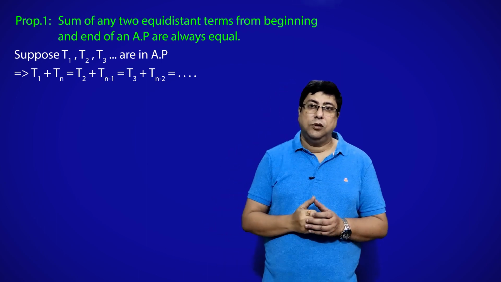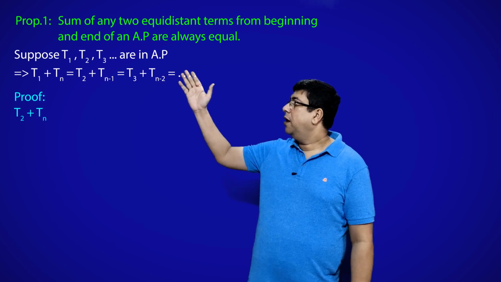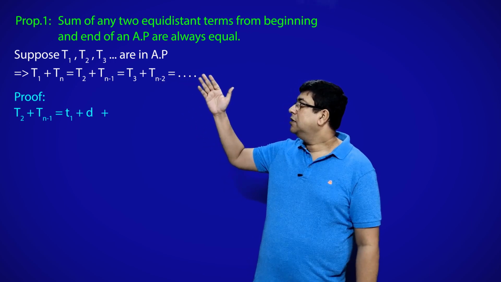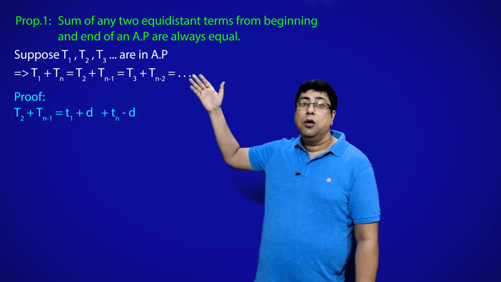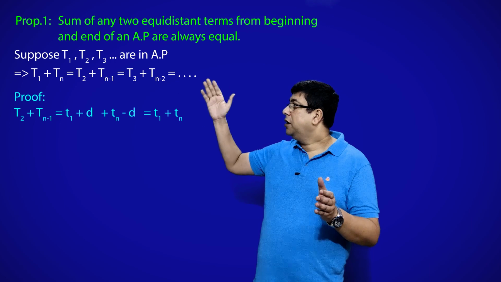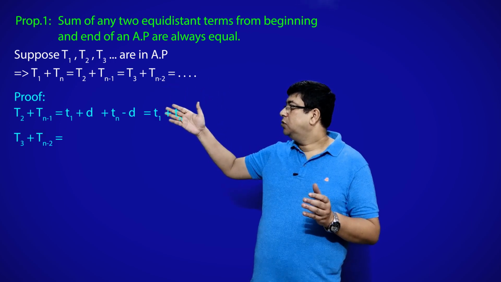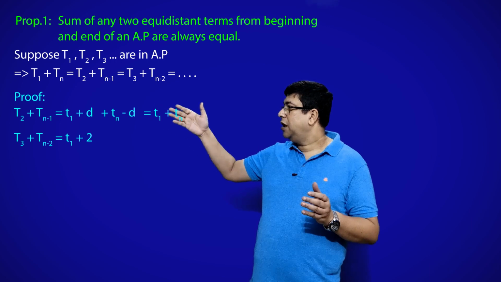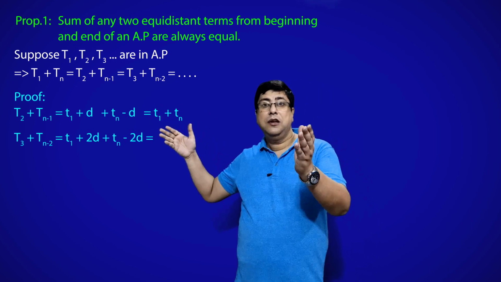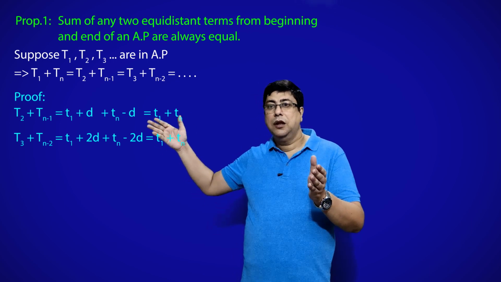The proof is also very easy. Just see one thing: T2 plus T(n minus 1). T2 means A plus D, and T(n minus 1) is Tn minus D. So D gets cancelled, and we get T1 plus Tn. Once again, T3 plus T(n minus 2): T3 is A plus 2D, and T(n minus 2) is Tn minus 2D. Once again, D gets cancelled and we get the same thing, T1 plus Tn.